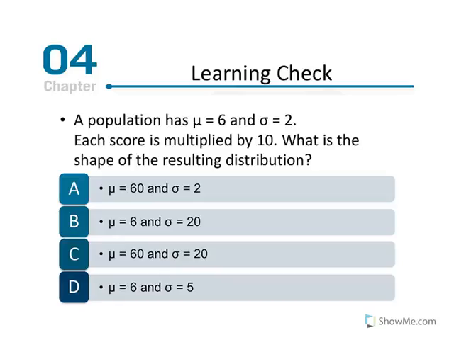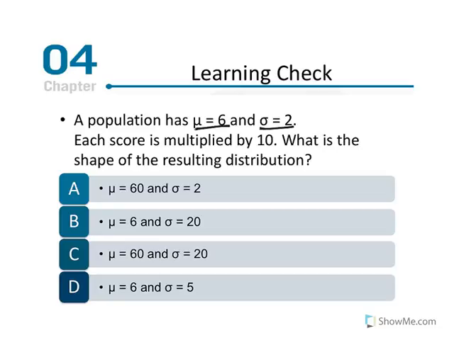A population has a mu equal to 6, the average is equal to 6, and standard deviation is equal to 2. Again, the average represents the occurrences of all scores in a distribution. That's the average, it's summarizing the distribution. Standard deviation conveys that on average, the scores in the distribution deviate from the score of 6 by 2 points.